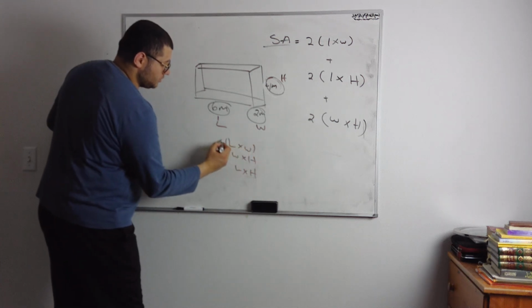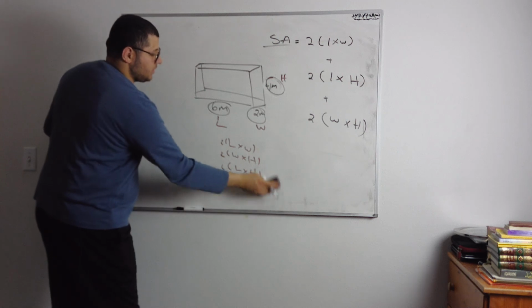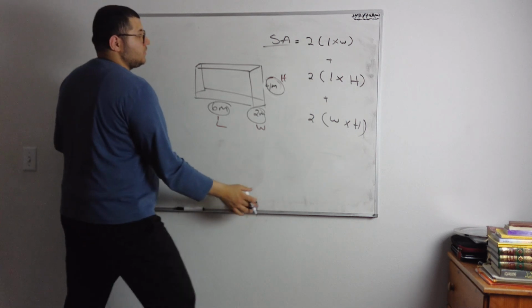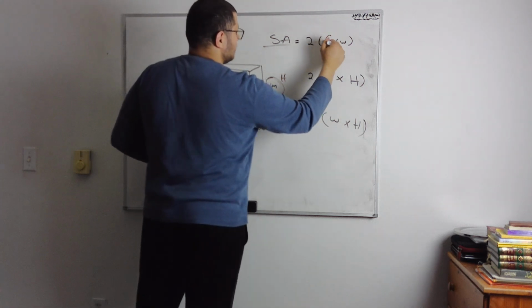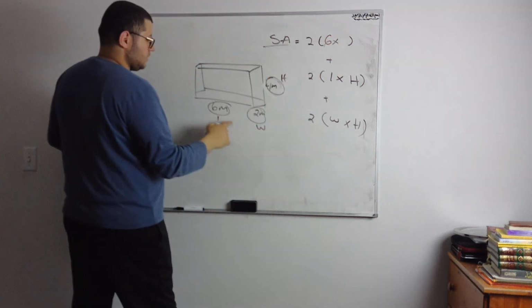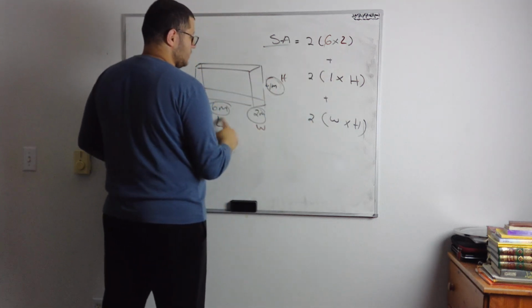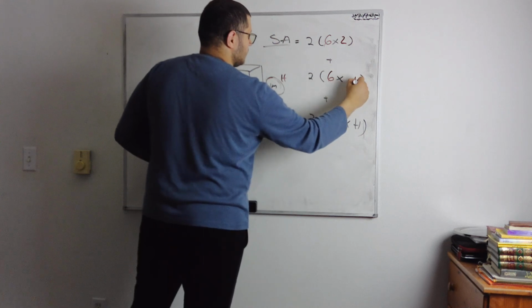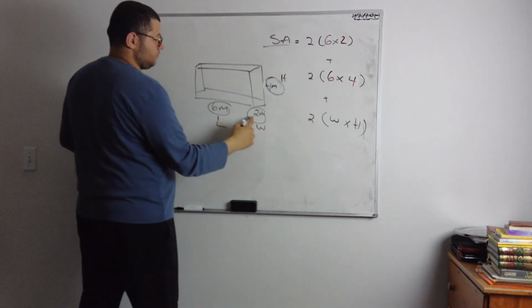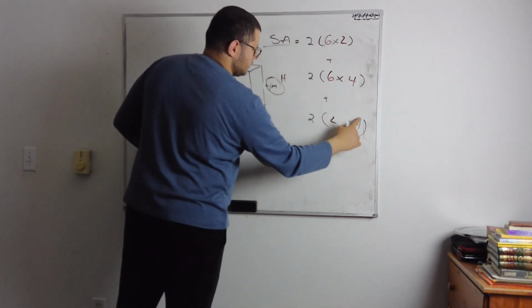Multiply each one by 2, and then add them together. Alright? So now, length times width. The length is 6, so it's going to be 6 times what? 6 times 2. Alright? Length times height. Length is 6 and height is 4, so 6 times 4. Okay? Width times height. Width is 2 times 4.